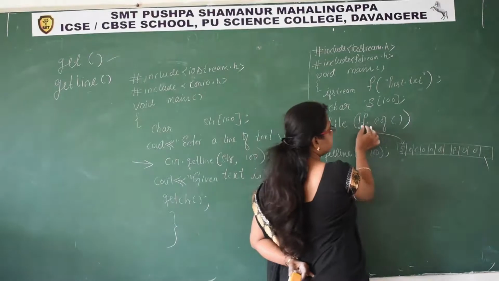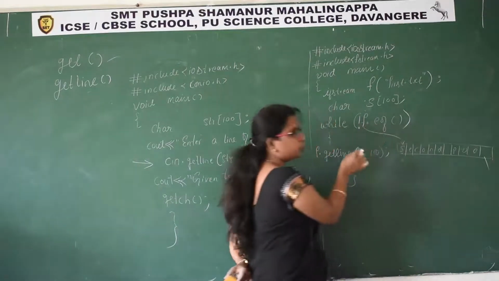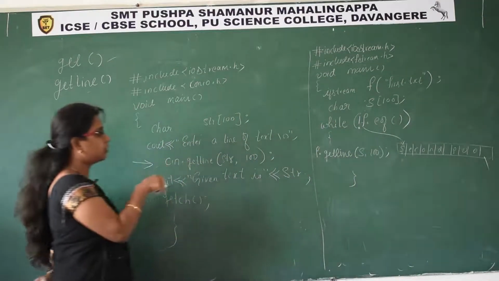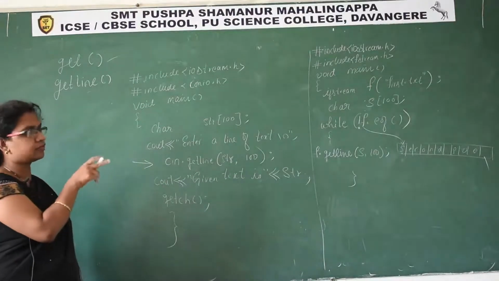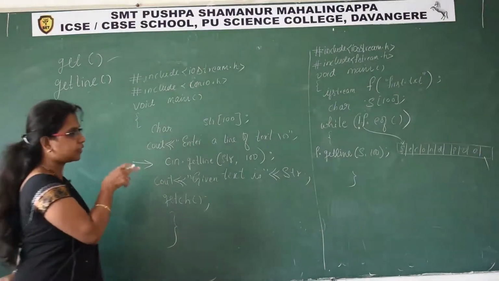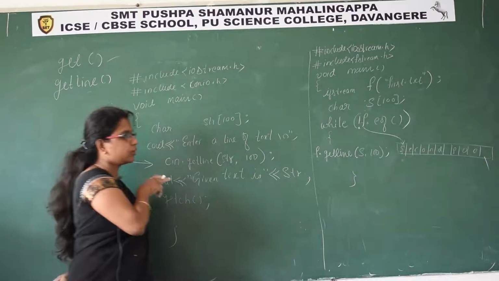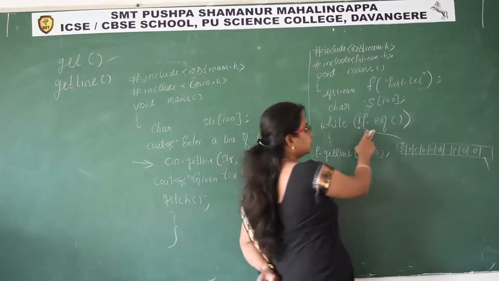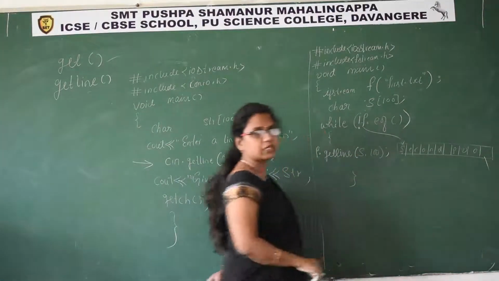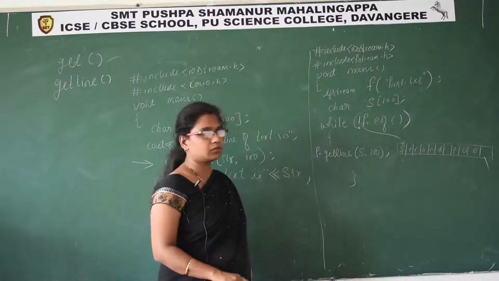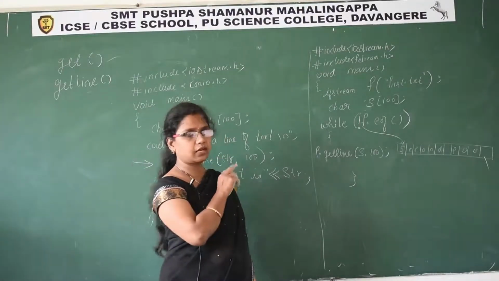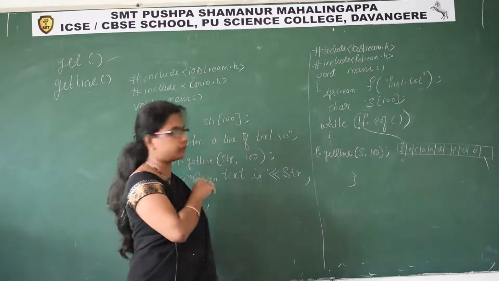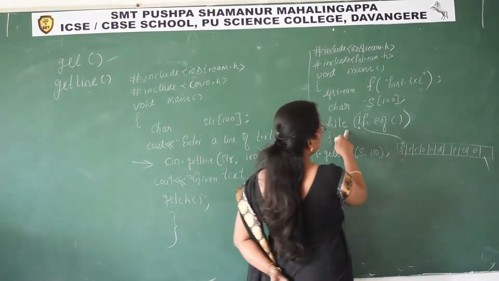f dot, f is an object, dot. In the previous program I think I did not write f dot. If I did not write the f object name, please include that f dot eof, because eof is a member function. How to call a member function? Using the object and dot operator. So if I missed it there, please add that object and dot operator. See here, while.